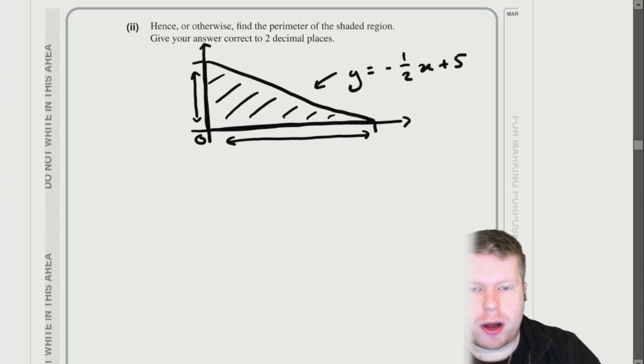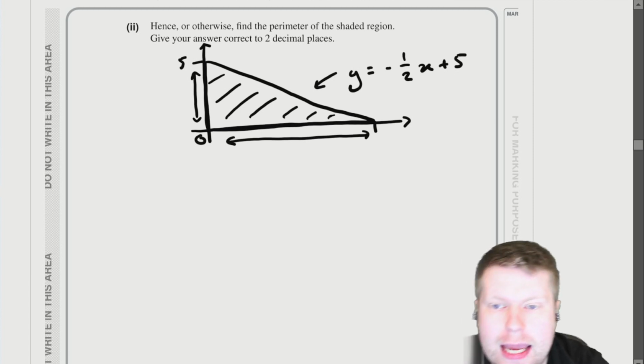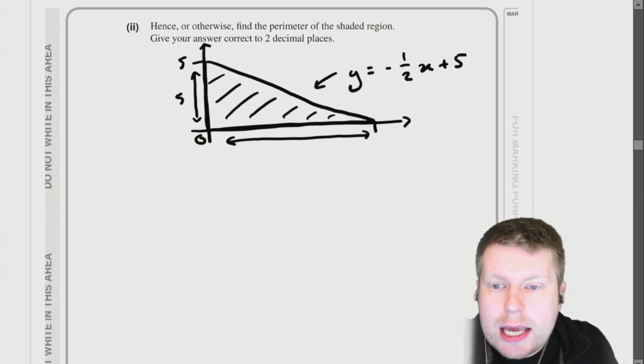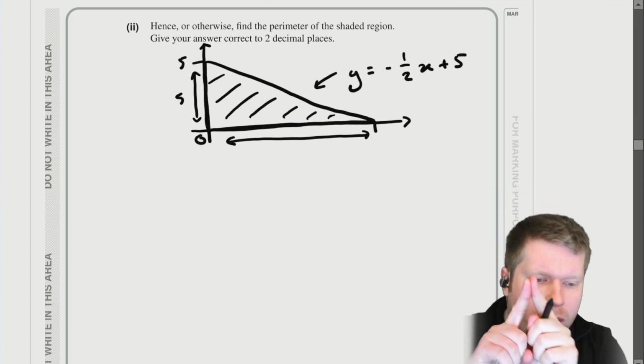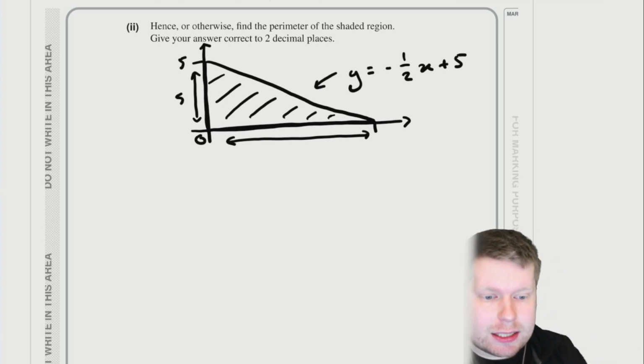So let's first of all find the y-intercept, because it's nice and easy. In fact, if you set x to be 0, you just find y is equal to 5. So as a result, this height here is just going to be 5, which means that the length, or the height of the triangle if you like, is just going to be 5. To find the length of the triangle, so the bit across the bottom, you need to find the x-intercept.